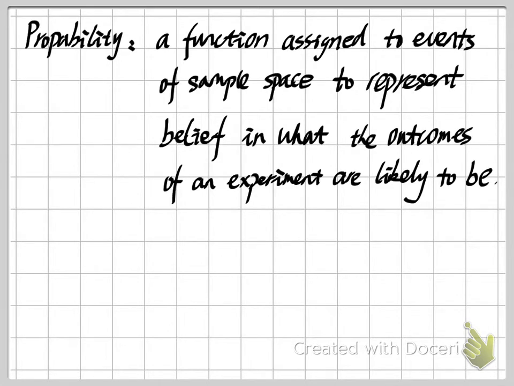Probability actually is a function assigned to events of a sample space to represent the belief in what the outcomes of one experiment are likely to be. In other words, if we have some outcomes in a sample space, then we can say these outcomes will happen more compared to the other outcomes, or this one is less likely to happen. This is the idea of what a probability is.